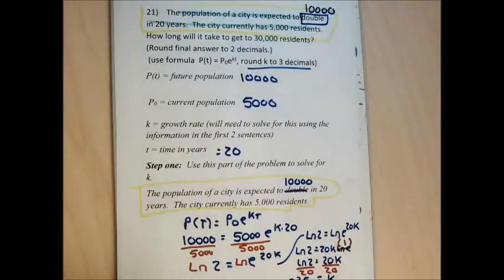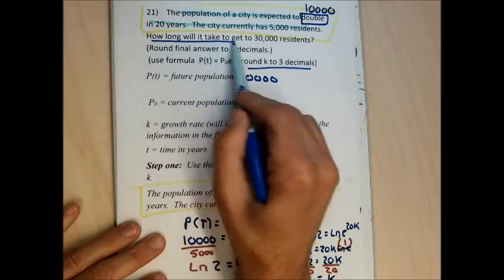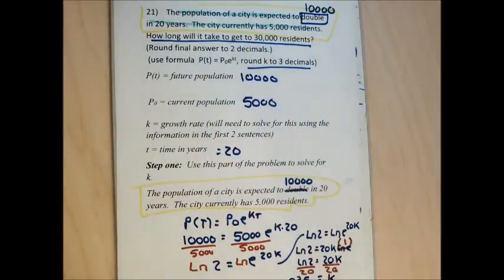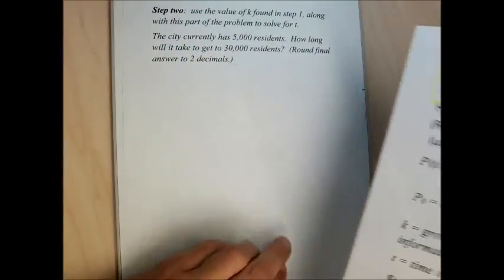And now the only thing I've done is I've knocked out the first sentence and the second sentence. Turns out that the second sentence I'm going to need to use again to finish up the problem. This is not the answer to the question. The question is, how long will it take the city to get to 30,000 residents? Because it's asking me a how long question, I need to solve for t. But I needed to get a growth rate before I can do that. So now I'm going to move on to step 2.